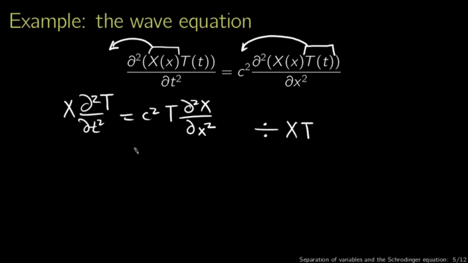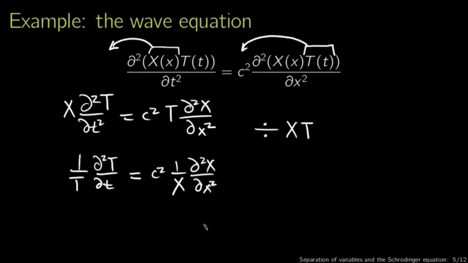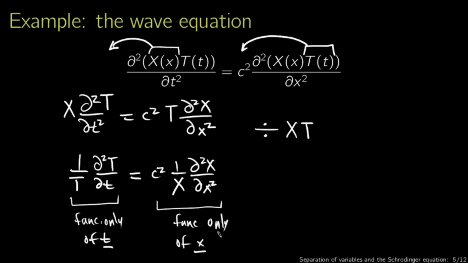But what you're left with after you divide by this is 1 over t, second partial of big T with respect to little t, and c squared 1 over big X, second partial of big X with respect to little x. This is fully separated. What that means is that the left-hand side here is a function only of t. And the right-hand side is a function only of x.